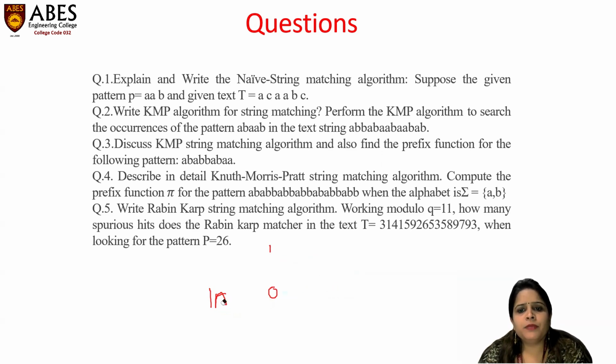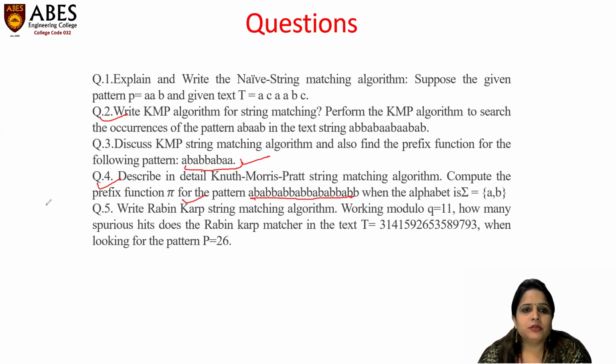So in the KMP algorithm, you may be asked to match the complete string along with the question, just like question number 2. Or it may be that in question number 3, you are asked to discuss the KMP string matching algorithm and also find the prefix function for the following pattern. In that question you just find the prefix function of a pattern, not to match or find a pattern in a given text string. Similarly, in question 4, you are given a pattern and you just have to calculate the pi value, that is, the prefix function of the Knuth-Morris-Pratt string matching algorithm.